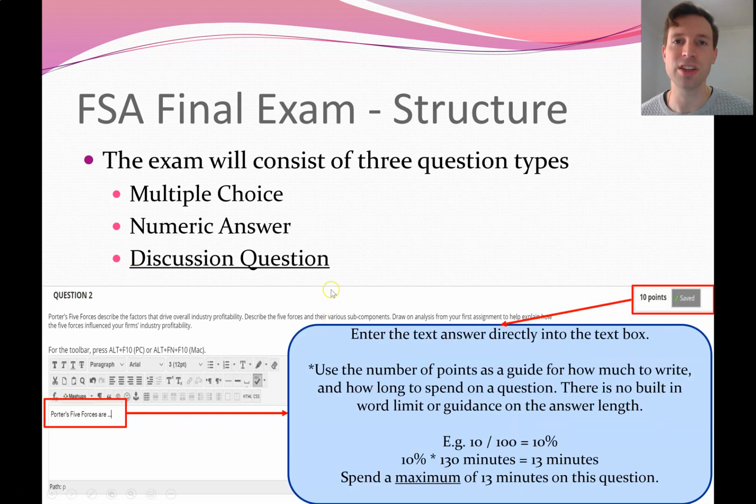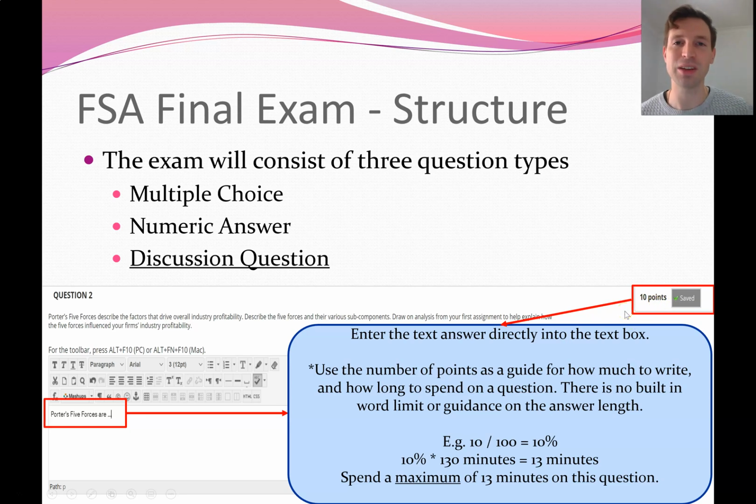Finally, the discussion questions. These are just where you have an empty text box where you have to answer the question. So from your practice exam, there's a question on Porter's 5 forces, and you just type away in the box. And again, your answer will be saved once you move on to the next one. The discussion questions are often worth more marks. So for example, this is a 10-point one.